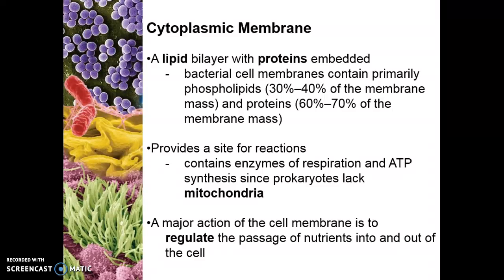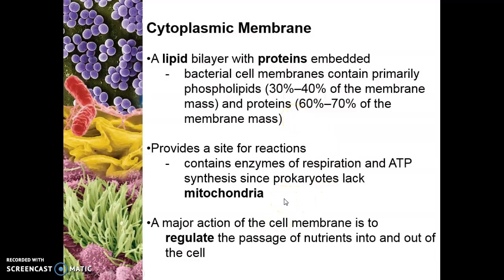All right, then the last bit of information regarding the cell envelope is the cytoplasmic membrane. The cytoplasmic membrane is the lipid bilayer with proteins embedded. Bacterial cell membranes contain primarily phospholipids as well as proteins. So 30 to 40% of the membrane mass is these phospholipids, then 60 to 70% is going to be different proteins.